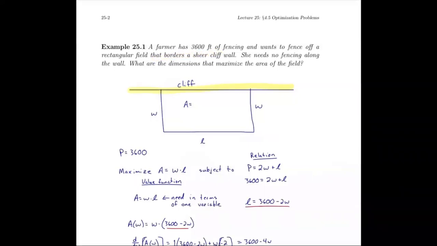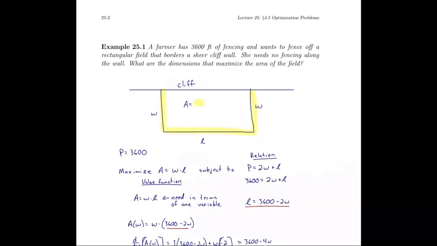Again, this is highly recommended if you don't already have a picture for it. So here's a sheer cliff wall. We only need fencing along these three sides of this rectangular area. She needs no fencing along the cliff, right? Like it says, along the wall. What are the dimensions that maximize the area of the field? In other words, what lengths and widths should I choose this rectangle to be in order to have a maximum area?